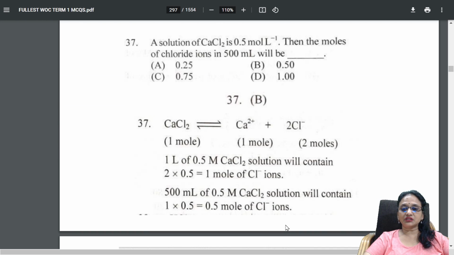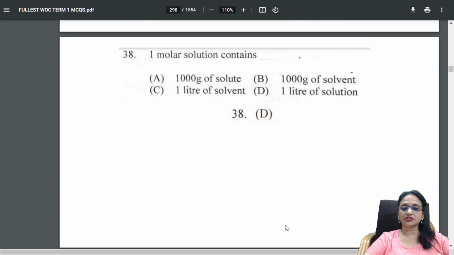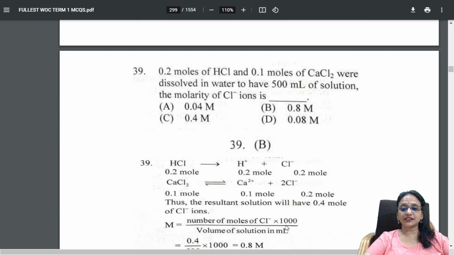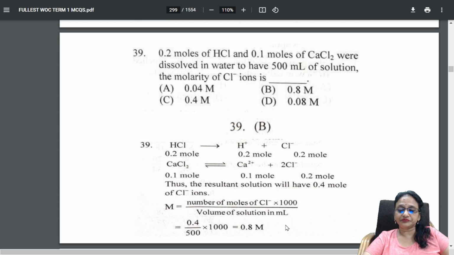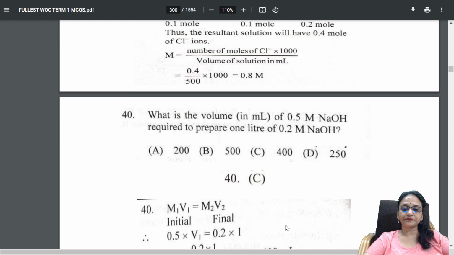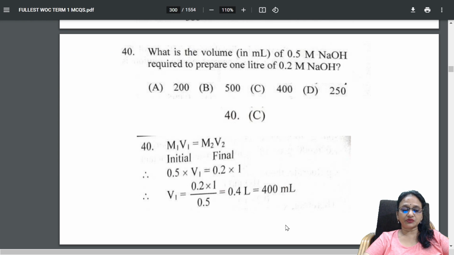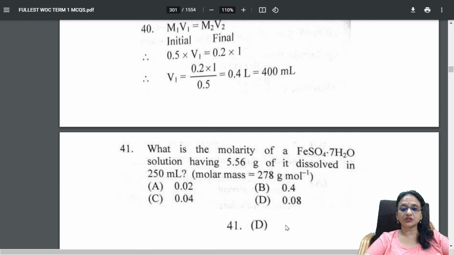So every question is based on your concentration terms. What does 1 molar solution mean? 1 liter of solution, like that. Then this is one more question based on molarity. This is a question based on the dilution law. M1V1 is equal to M2V2.